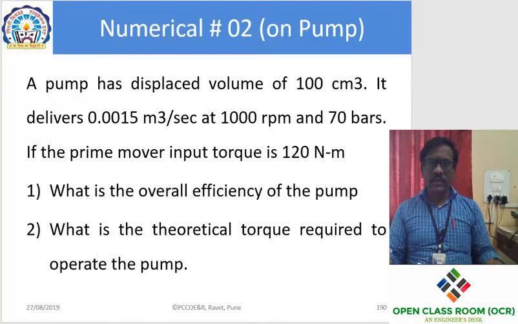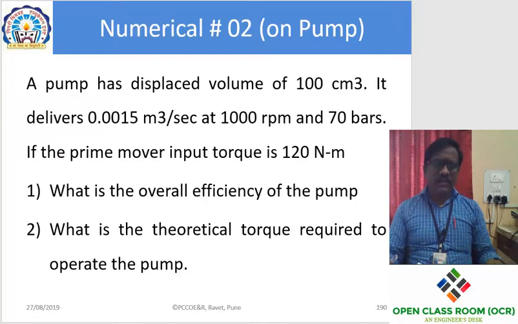Let us discuss another numerical on pump. The statement of this problem is as follows. A pump has a displaced volume of 100 cm³. It delivers 0.0015 m³/s at 1000 rpm and 70 bar pressure. If the prime mover input torque is 120 N·m, we have to determine, first, the overall efficiency of the pump, and second, the theoretical torque required to operate the pump.